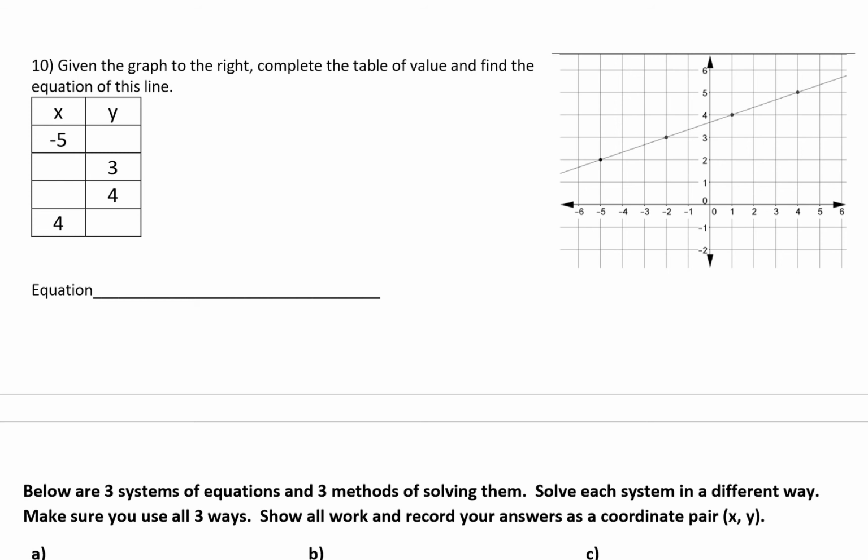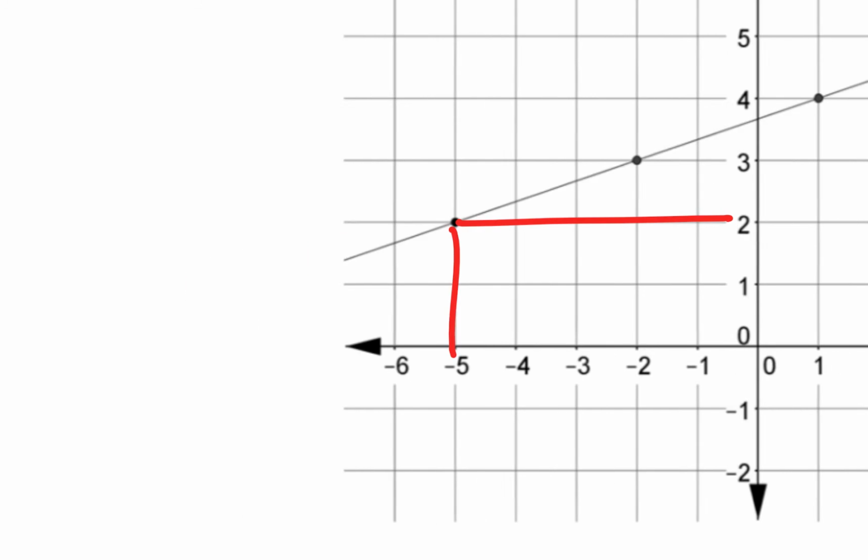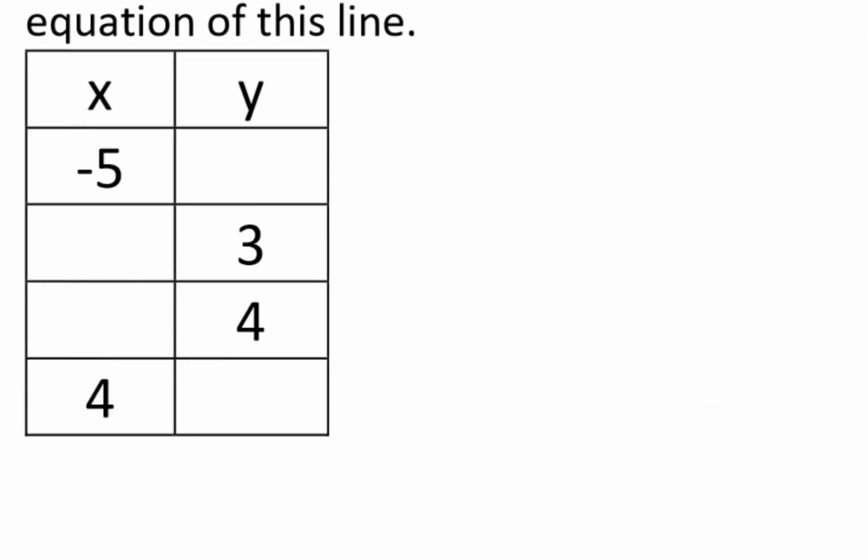Given the graph to the right, complete the table of values and find the equation of this line. So I can see when x is -5, if I'm reading this correctly, y is exactly +2. So that's one of my values, right? At -5, I've got 2.